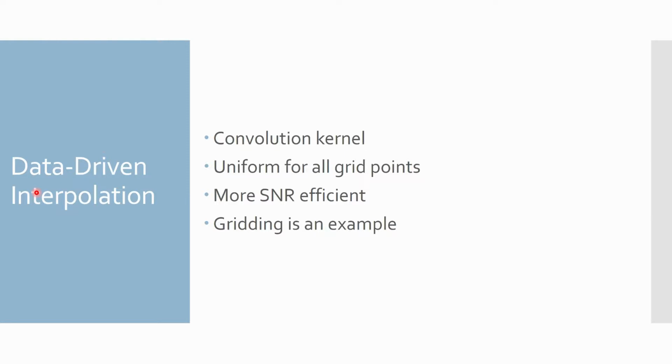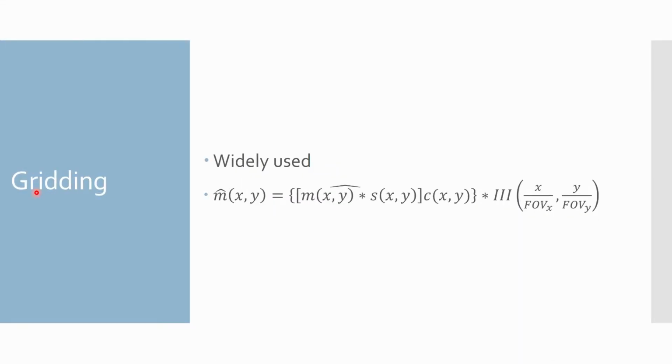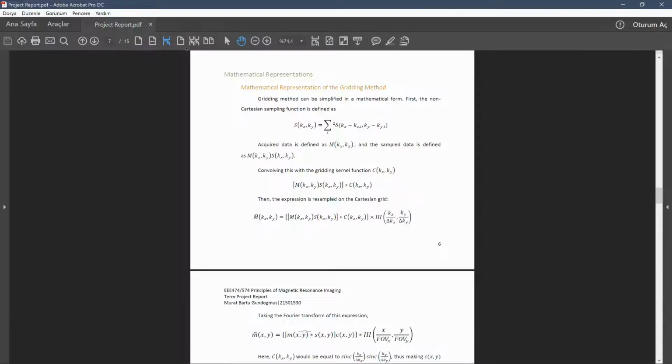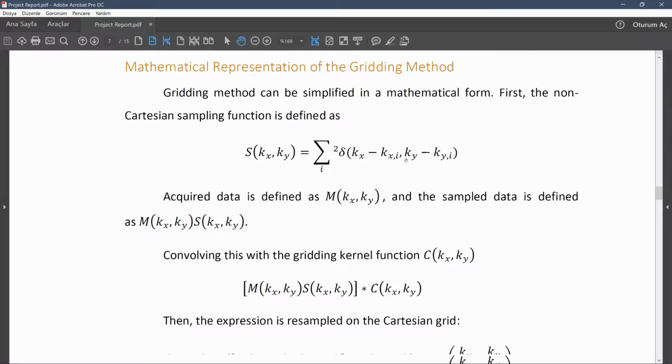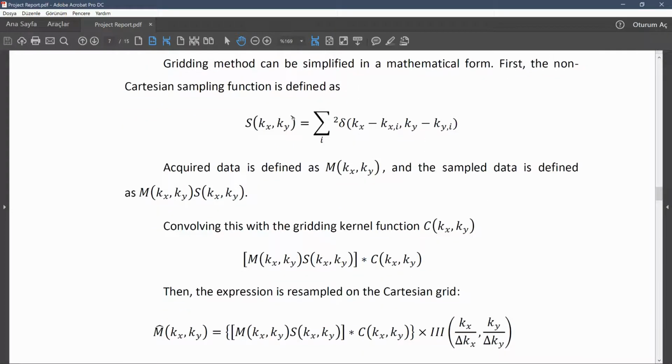Data-driven interpolation uses a convolution kernel. This kernel is uniform for all grid points. Compared to grid-driven, this method is more SNR efficient. Gridding is an example of data-driven interpolation. Here you can see the basic principle of gridding. Now I'm going to show the formulation of the gridding method. Here you can see all the steps in use.